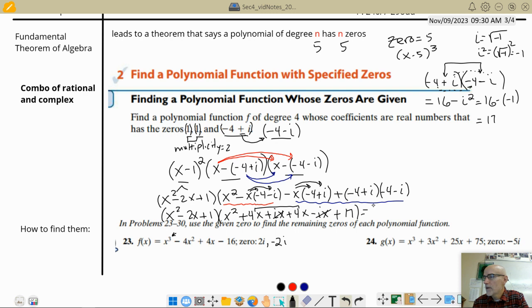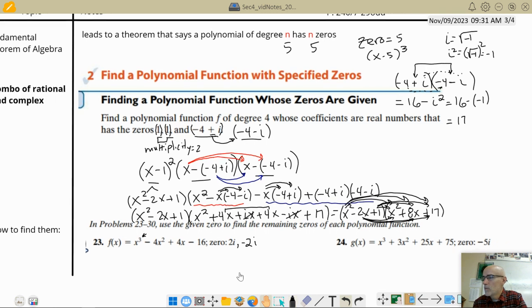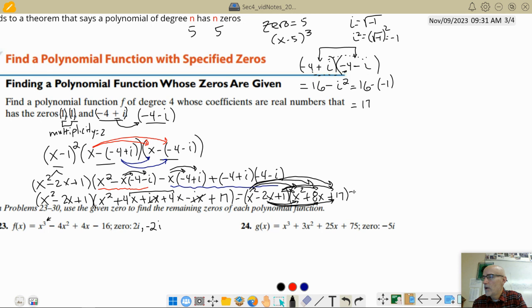So I get x squared minus 2x plus 1 all times x squared plus 8x plus 17. Now I've got to distribute the x squared all the way through, then distribute the negative 2x through, and then distribute the 1 all the way through. Look at all the multiplication I have to do. I think I have to do 9 multiplications, don't I? So let's move this over and multiply all of that stuff together.